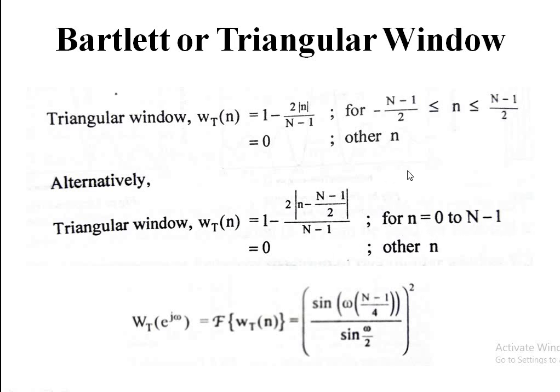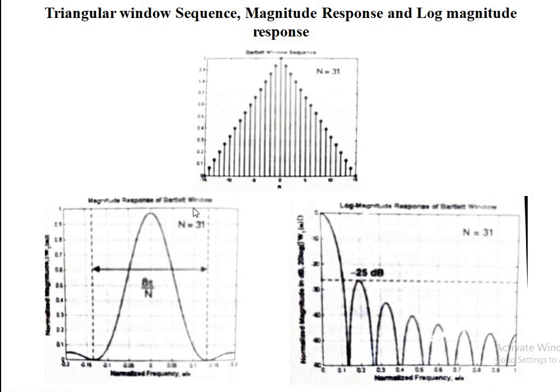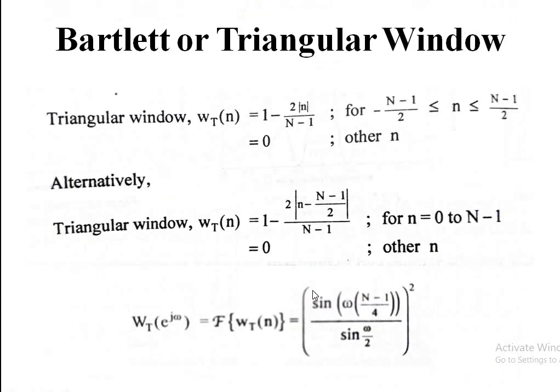Similarly, the frequency response of the triangular window, Wt of e power j omega, is obtained by taking the Fourier transform of the triangular window sequence Wt of n, and I obtain it as sine of omega into (n minus 1) by 4, by sine omega by 2, whole square. Let us observe the magnitude response and the log magnitude response of the Bartlett window that we have calculated here from the frequency response.